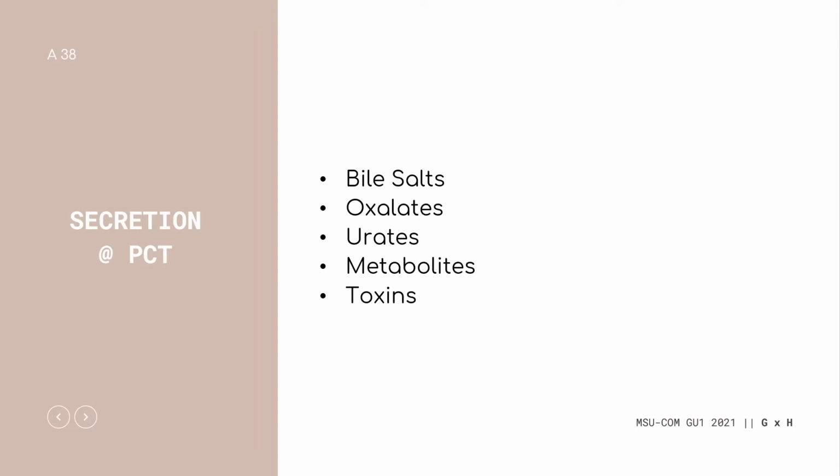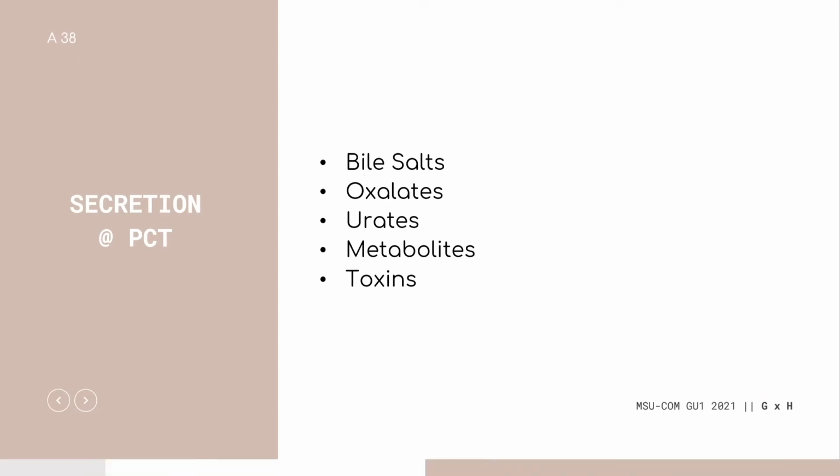On the other hand, tubular secretion, together with glomerular filtration at the PCT, plays a vital role for a much faster clearance of end products of metabolism, such as bile salts, oxalates, and urates, and harmful substances like drug metabolites and other toxins that are present in the body.